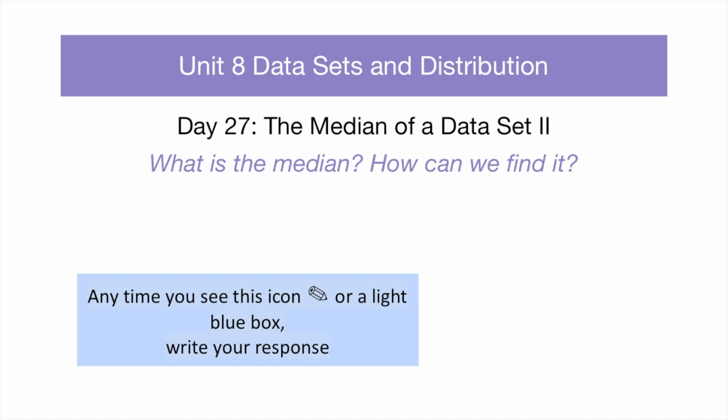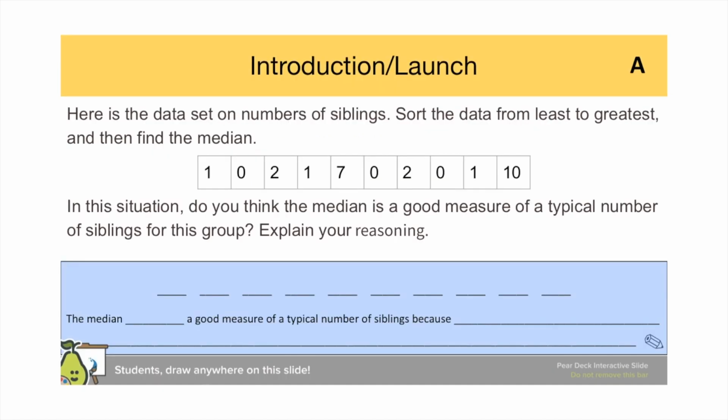Day 27, the median of a dataset 2. What is the median? How can we find it? The introduction presents students with a dataset on the number of siblings. Students are asked to sort the data from least to greatest, and then find the median. In this situation, do you think the median is a good measure of a typical number of siblings for this group? Explain your reasoning.